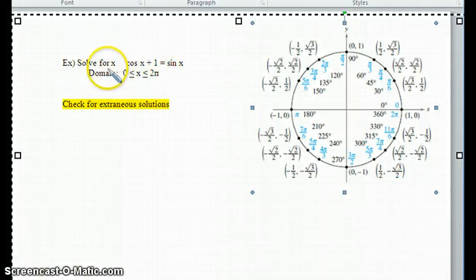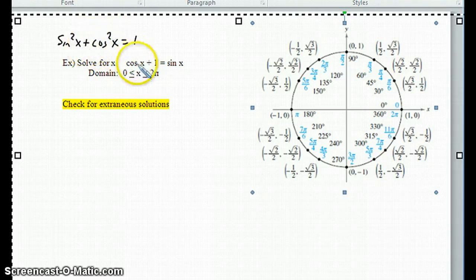Alright, for this problem it says solve for x, cosine of x plus 1 equals sine of x. What I'm noticing first about this problem is I have two different trig functions. At this point I don't have any substitutions that I can make to change a cosine into a sine or a sine into a cosine. But I do know that there's an identity out there that says that sine squared x plus cosine squared x equals 1. So I know that I can manipulate this identity a little bit, and I could change my problems into all sine squareds or all cosine squareds if I had the squareds in my problem to begin with.